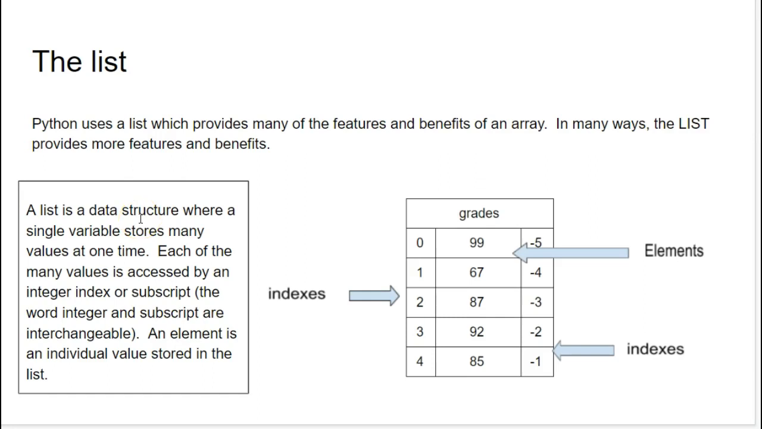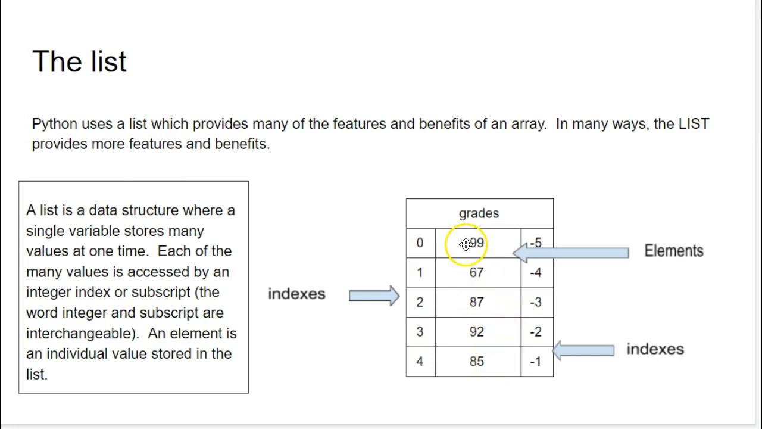What Python does is it uses a list as its data structure to simulate or replace the array. This list data structure has basically the same kind of benefits and features as the array, but in many ways the list provides way more features and benefits. So a list is a data structure where one single variable can store many items. Each of the values in the list we're going to call elements. So this would be my list grades, and this group in the middle is my elements. The first element is 99, the second element 67, 87, 92, and 85.